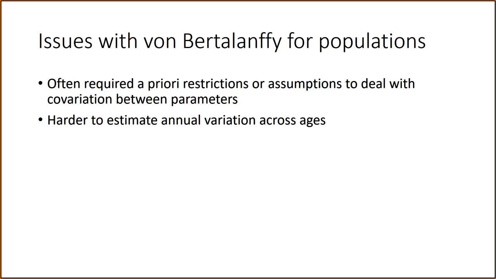But there are some issues with it as well, which I ran into when I started trying to fit this model to the number of populations I was dealing with. The first is that, as we've heard a lot, there's an inherent negative correlation between those two key parameters, K and L infinity. So you often need to make a priori restrictions or assumptions about their joint distribution to be able to fit these models. You need to say, okay, I'm going to fix K and estimate variation in L infinity, or vice versa. The same goes for T0 or L0, which we don't talk about as much.